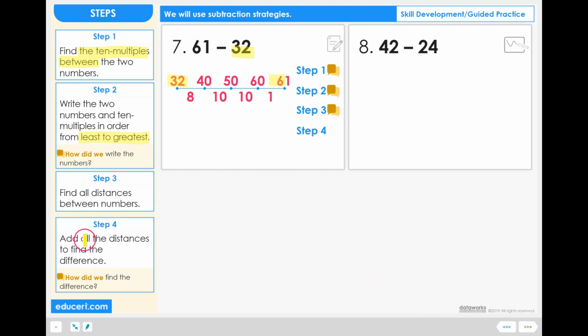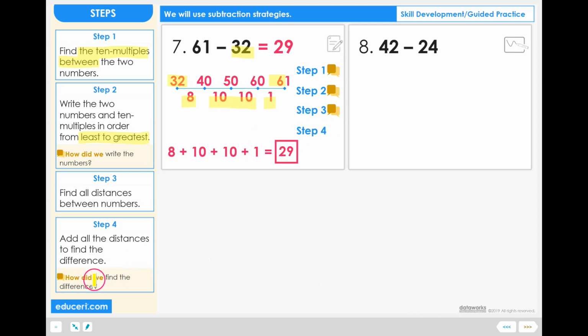Ready? Read. Add all the distances to find the difference. I have my 4 distances that were created by these two numbers and the 10 multiples in between. If I add all of these distances up, I will get the difference or the answer to 61 minus 32. Maybe it's easier to add these two 10s up first and get 20 plus 8, 28 plus 1, 29. However you would like to add, 8 plus 10 plus 10 plus 1 equals 29. So that is the difference. 61 minus 32 equals 29.